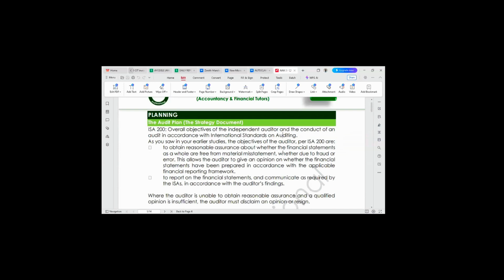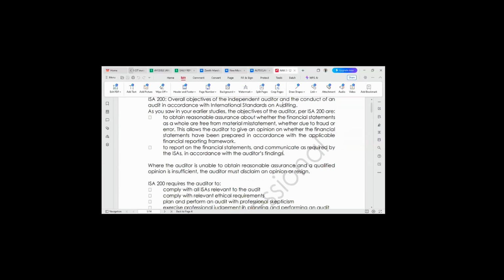Okay, so those are the main reasons for the audit. Those are the things that you carry out during the audit. Where the auditor is unable to obtain reasonable assurance and a qualified opinion is sufficient, then ISA 200 requires the auditor to do this. One, comply with all ISAs relevant to the audit. ISA 200 says that you need to comply with all relevant standards relevant to the audit.